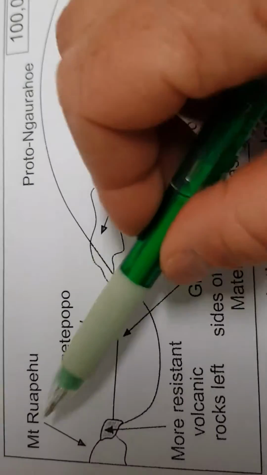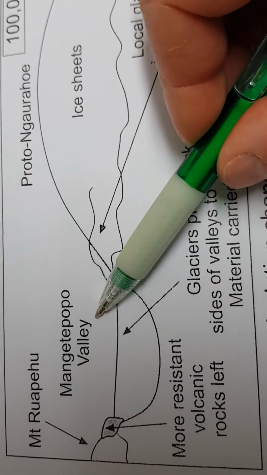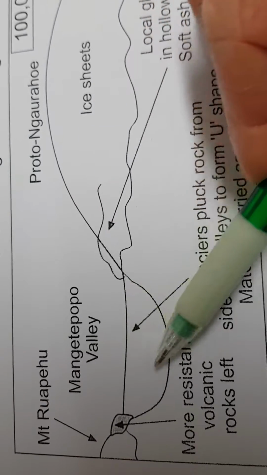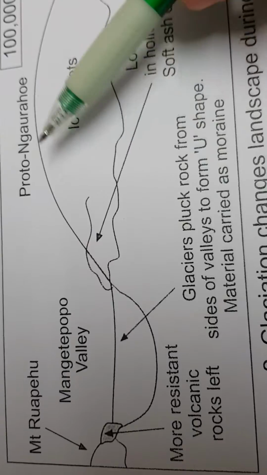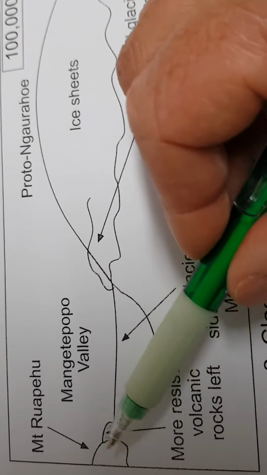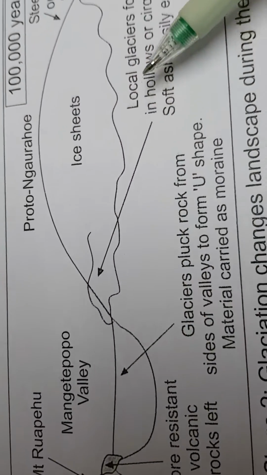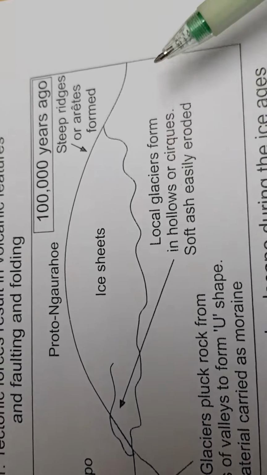And it basically made what we call the Mangetepurpo Valley. Mangetepurpo Valley. And yep, that's created, and now it's all melted. It's got what we call a U-shaped valley between Ngaorohoi and Mount Ruapehu. So that was 100,000 years ago.